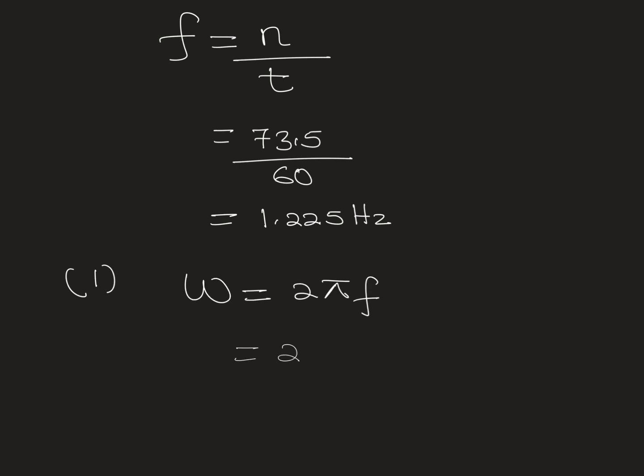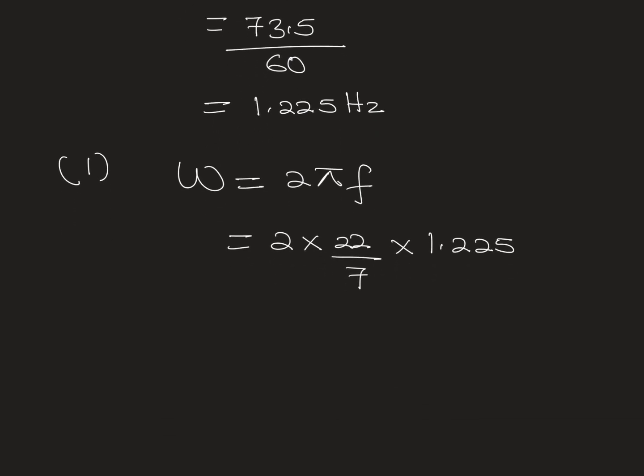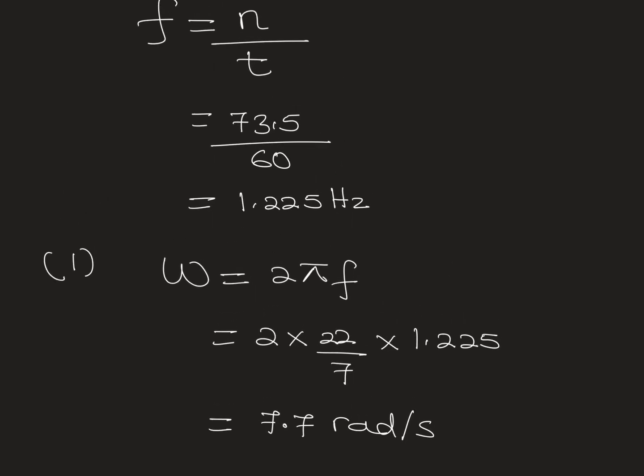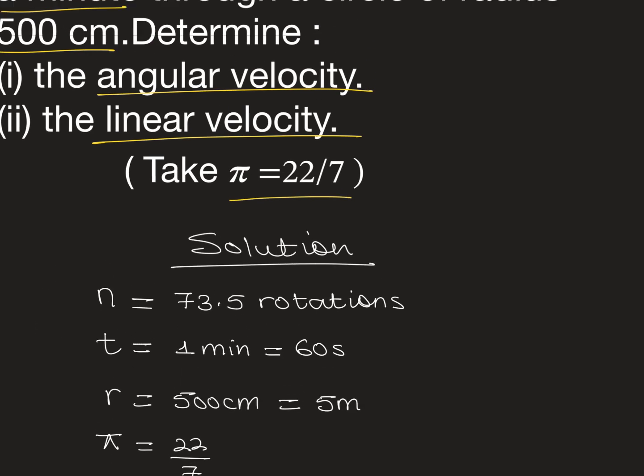So to answer question 1, the angular velocity is equal to 2 pi f. That is 2 times pi, given as 22/7, times the frequency, 1.225. If you do the calculation, we end up having the answer 7.7 radians per second. So that is question 1.